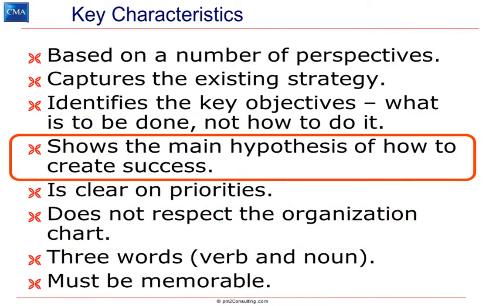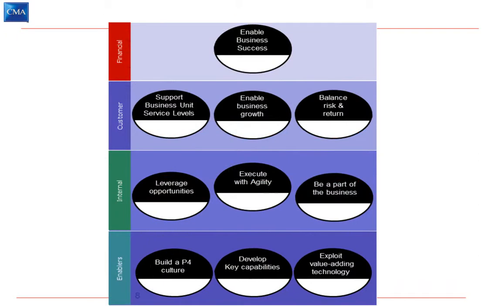It also needs to honor people in the organization by explaining how these objectives link together to create success. So in this case, our overall objective is to enable business success. To do that, we need to meet 3 customer needs. 1, support the business unit service levels. 2, enable business growth. And 3, balance risk and return. So the arrows explain how the objectives link towards creating overall success.